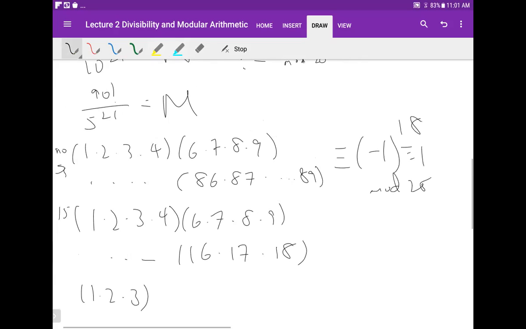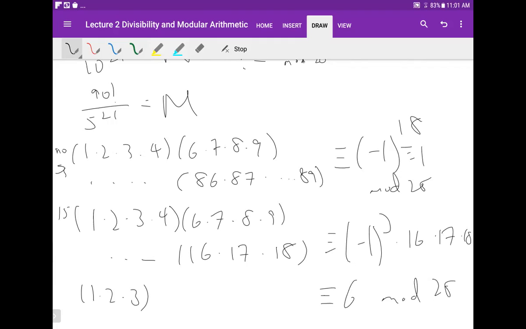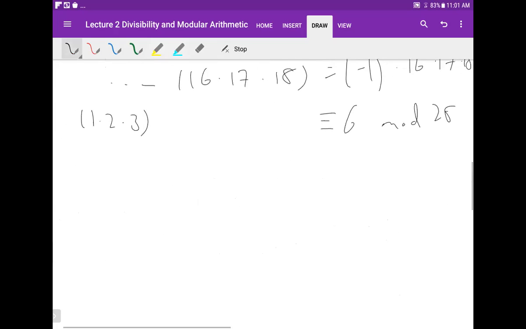Right? And then this, what is the 1 with 1 5 equal to? Well, this is equal to -1 to the 3rd power times 16 times 17 times 18 mod 25. And this is just equal to 6 mod 25. Right. Now what we can do is we can combine everything together, right? We can take the product of everything, right? So we have 1 times -1 times 16 times 17 times 18 times 6 mod 25.